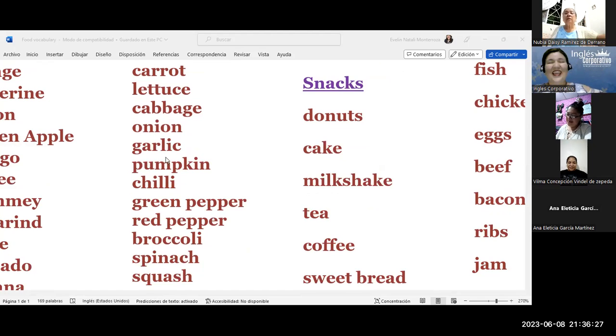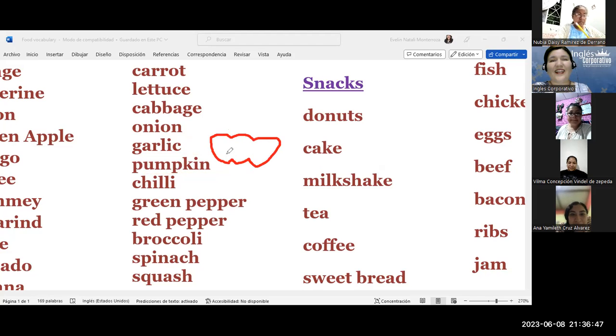Excellent. There you have it. Okay, let's go here. Here we have the onion, cebolla, right? Garlic? Ajo. Ajo, right? Garlic, like garlic bread. Pumpkin, it's calabaza. Yeah, exactly like that. Like for Halloween, right? The pumpkin.